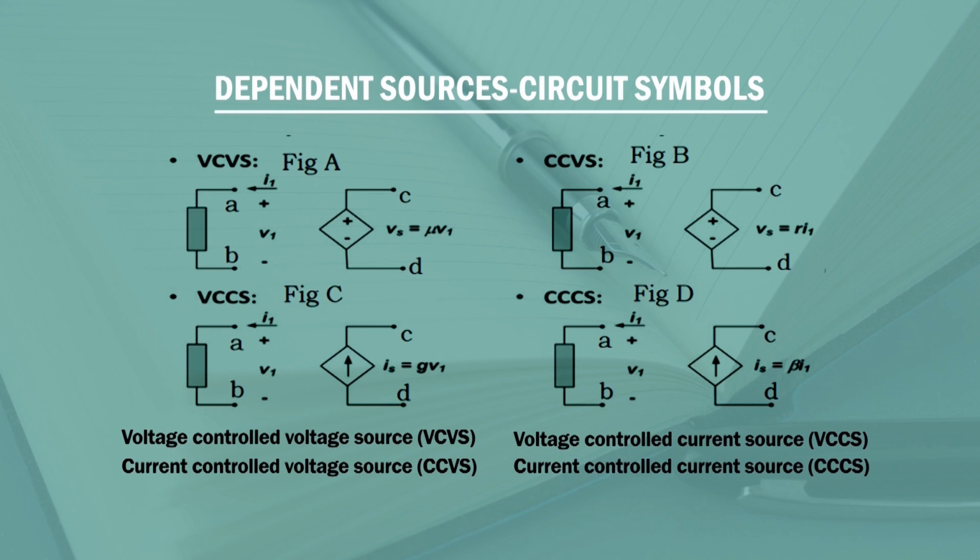Similarly in figure D there is a current controlled current source. That means the value of this current depends on the current of another branch which is flowing between terminal A, B. So the value of the current between terminal C and D in figure D is equal to beta I1, where I1 is the current flowing through terminal AB in figure D. So this is all about the dependent source, and the circuits and symbols are shown in the following figures.